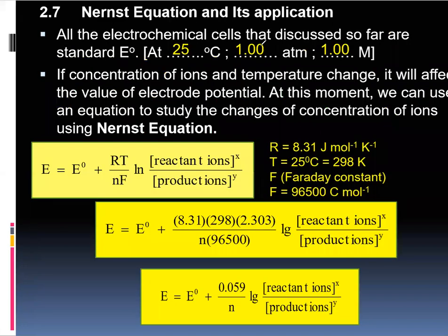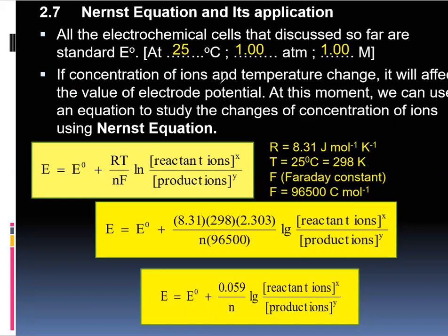So now let's discuss our major topic for today, which is the Nernst equation and its application. All the electrochemical cells that we have discussed so far have what we call standard electrode potential. And what is standard electrode potential? It is the electrode potential at 25 degrees Celsius or 298 Kelvin, 1.00 atm, which is atmospheric pressure, and 1 molar concentration. Once we can achieve this, it means that we're having what we call a standard electrode potential.